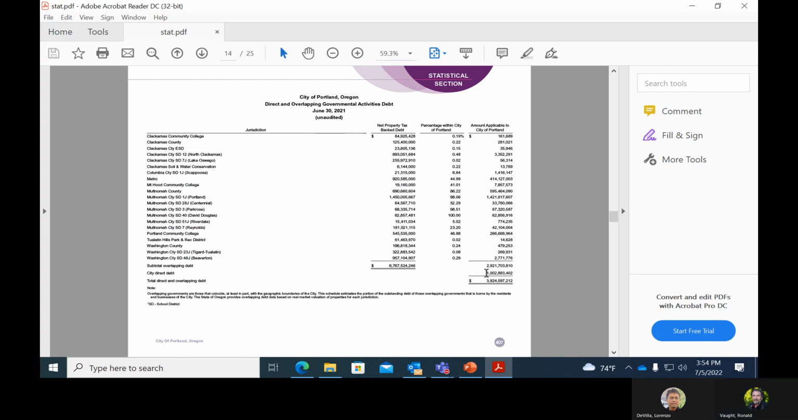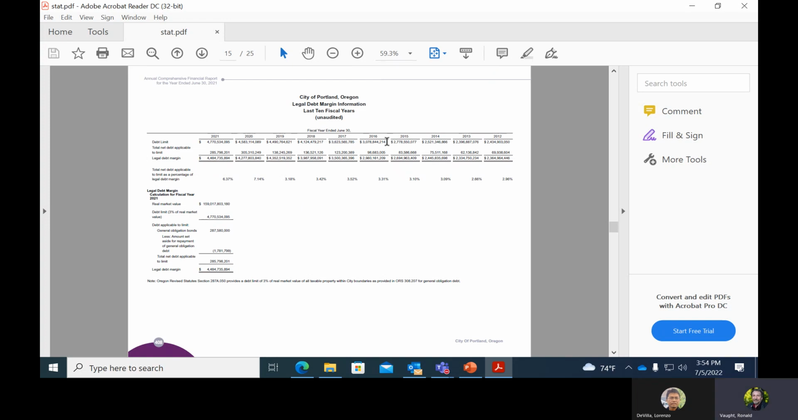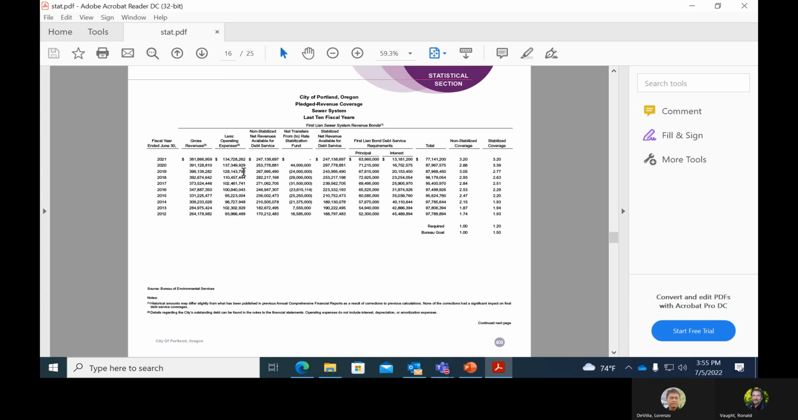So I think we have $1 billion, but for the entire urban area, you're looking at almost $4 billion of outstanding debt. Legal debt margin, we're not even close to what we could issue. And this is just general obligation debt. Then pledged revenue for the sewer system.